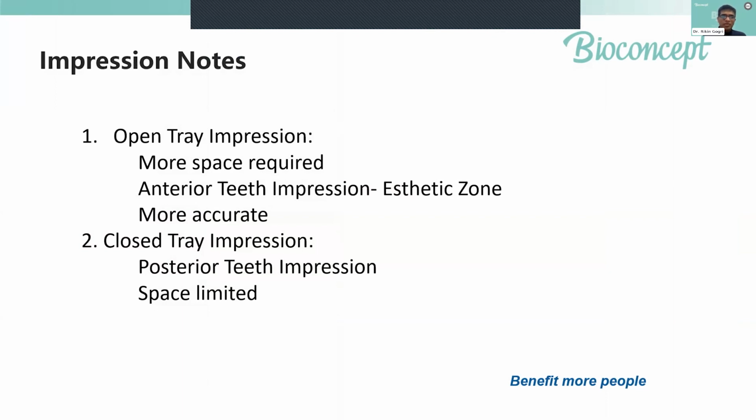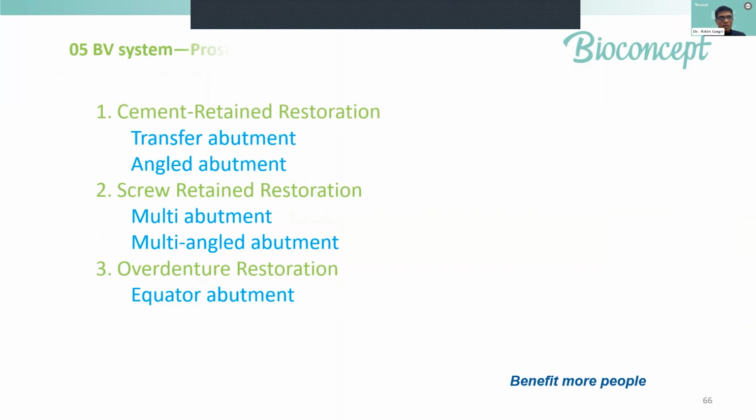Impression notes, open tray impression, we have again covered everything. Prosthetic restorations: cement retained, screw retained, and overdenture. In cement retained, you have the transferred abutment or the angled abutment, which is also known as a stock abutment in many companies. In screw retained, you have the multi-unit abutment or the multi-unit angled abutments. They come in up to 17 and 30-degree correction. And finally, you have the overdenture equator or the overdenture ball attachments.